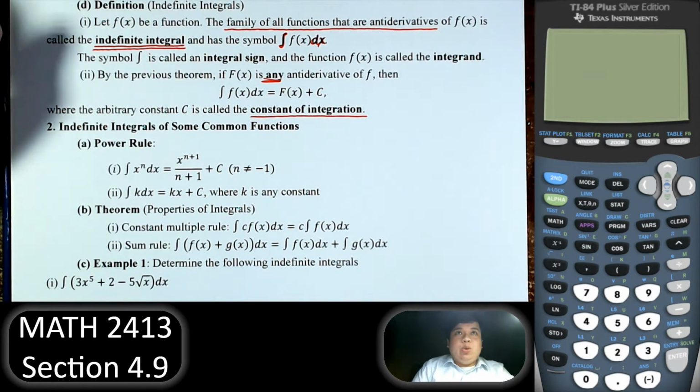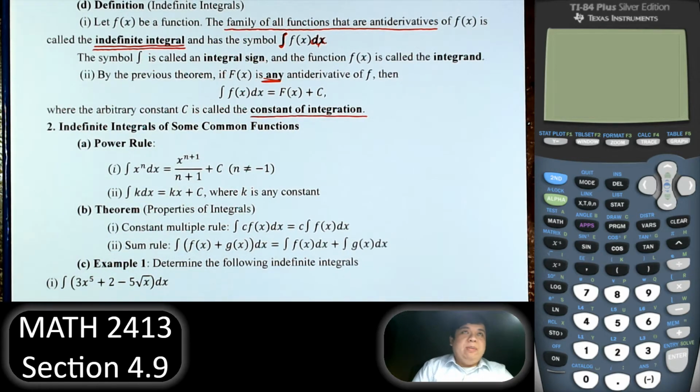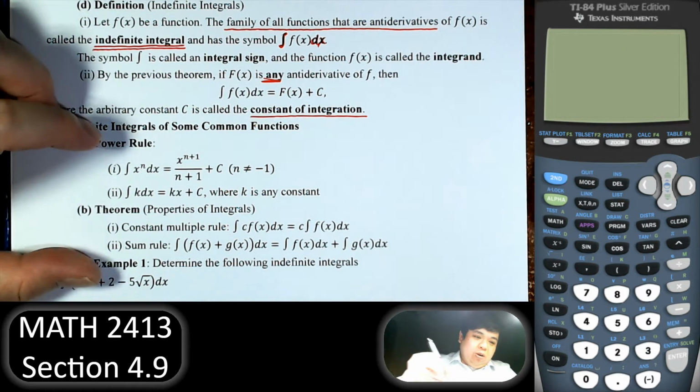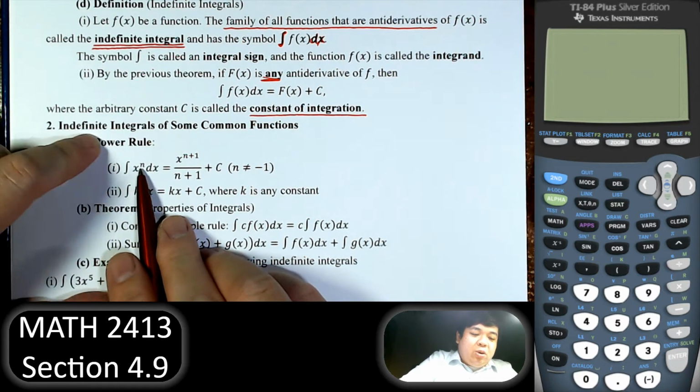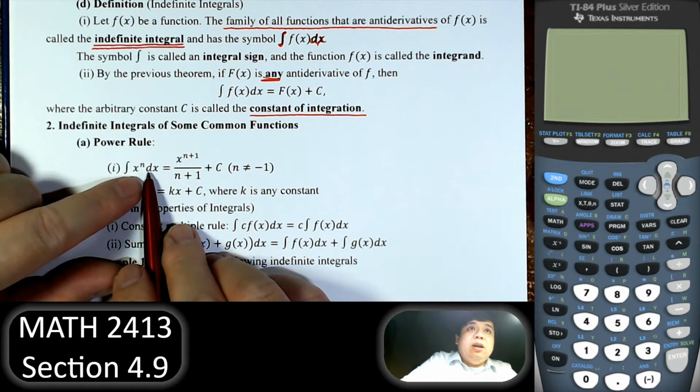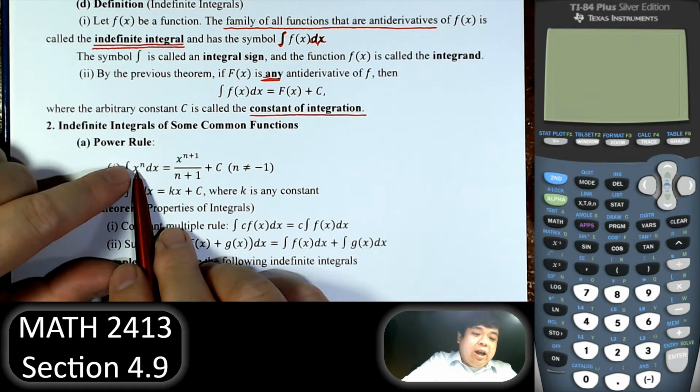Right. So we have the notation terminologies. Now we have the rules of integral. So the first rule, the power rule, just like when we have derivative. So the integral rule for x to the n, this is the power rule, integral for x to the n.